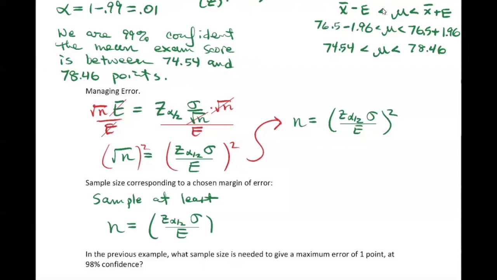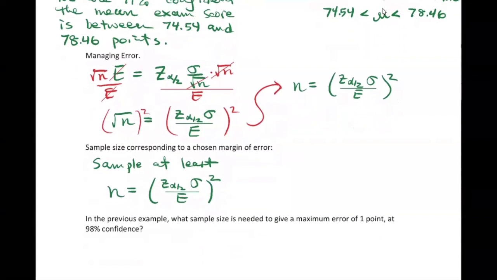You're choosing your margin of error. So you just put whatever they pick for the margin of error down there. You're going to have to round this to a whole number, round up to a whole number because the terms are at least. Got it? So you would round up to a whole number. Okay. That's it.